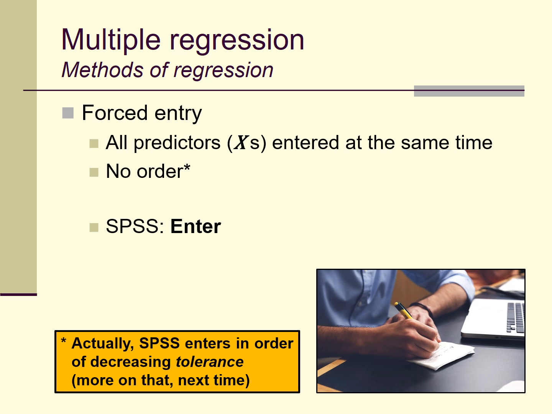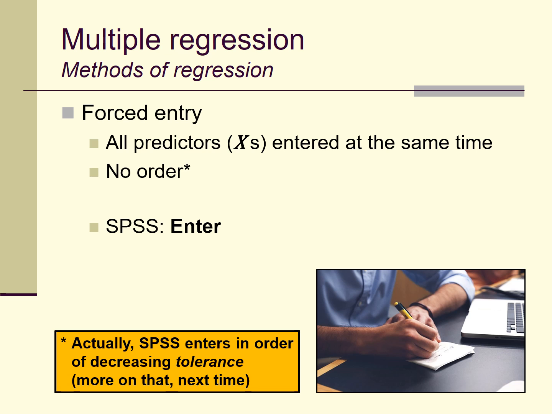The first is simply called forced entry. That's where all predictor variables enter the model at the same time. By enter the model, I mean they are all added to an augmented model at the same time. You might have a compact model which has no predictor variables in it, and then your augmented model that has the two predictor variables in it, or however many you have. Those go in one step.